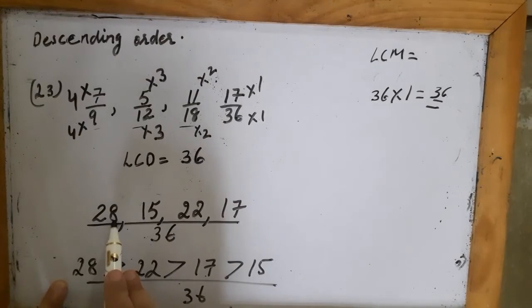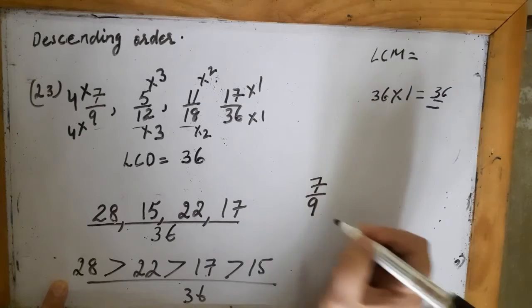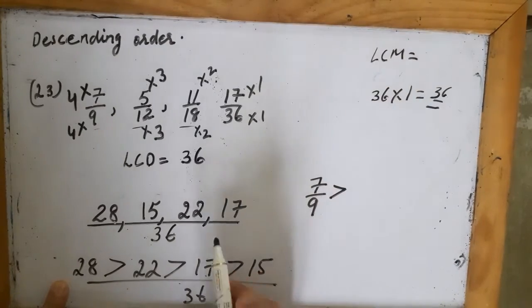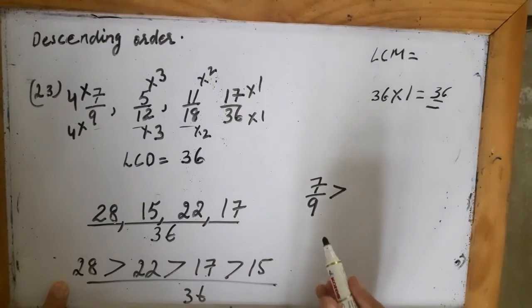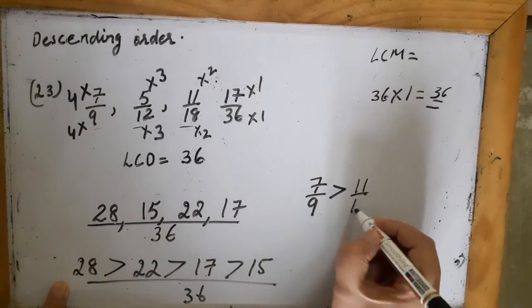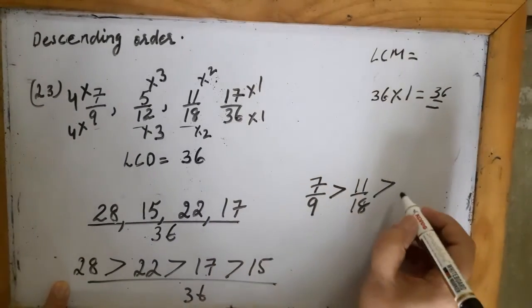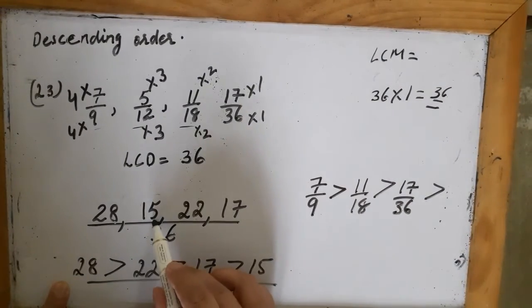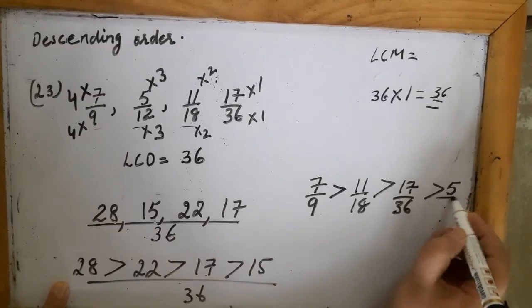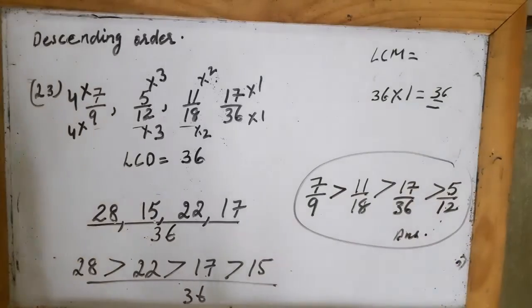So 28 belongs to which fraction? 7/9. So 7 by 9 is the largest one. Then 22 belongs to which fraction? 11 by 18. So 11 by 18 will come next. Then 17 belongs to 17 by 36, and 15 belongs to 5 by 12. So this is my final answer. I have arranged them in descending order.